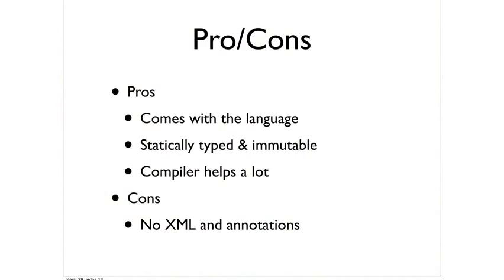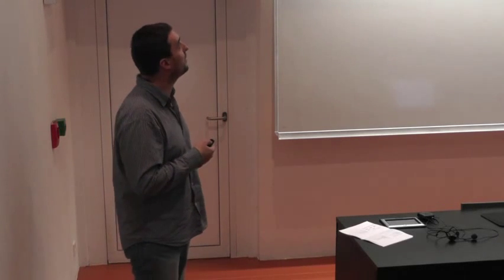Well, what's good and what's bad? The good stuff is that it's already included in the language. You don't need to know anything more. You don't need to learn any new classes and stuff like that. Everything is statically typed and it's, as Scala loves, immutable. So that's the reason why there's no real injection. Everything is already there. You don't need to inject anything.